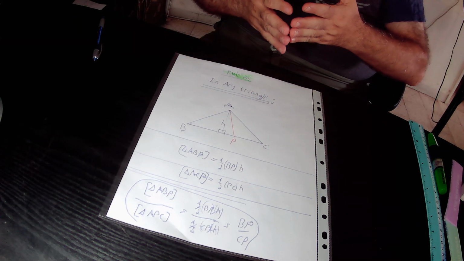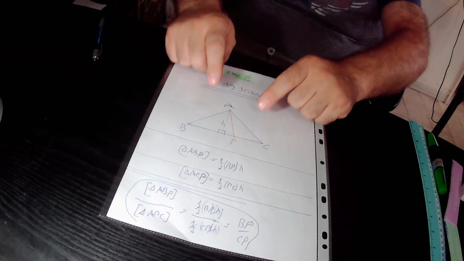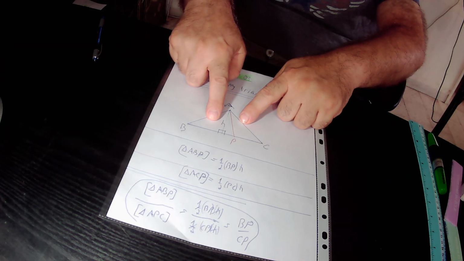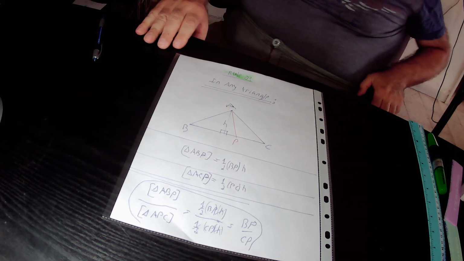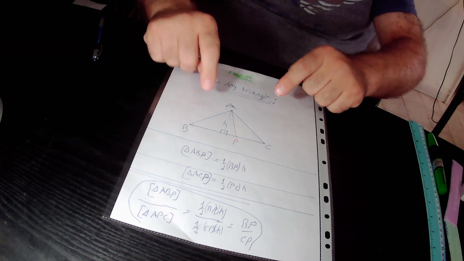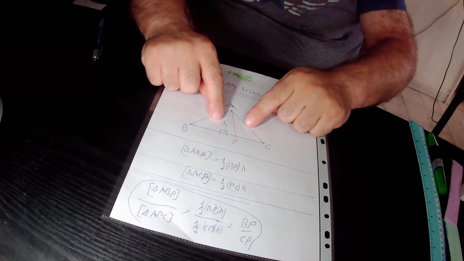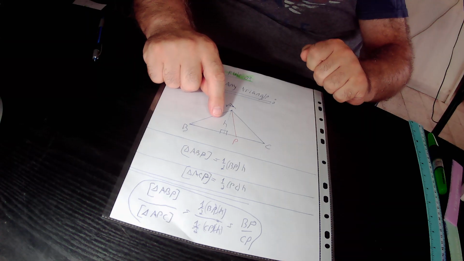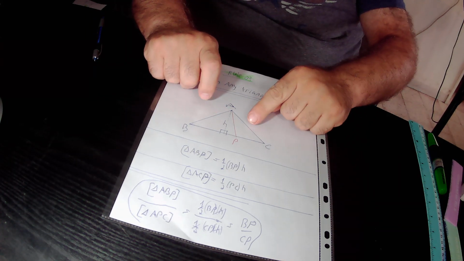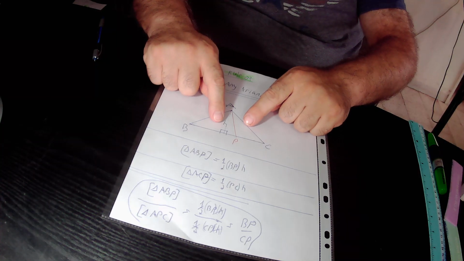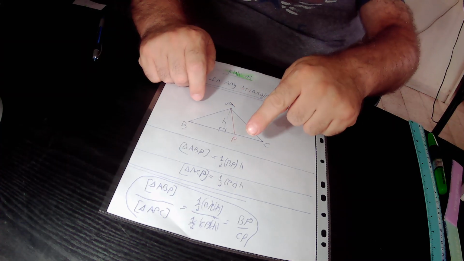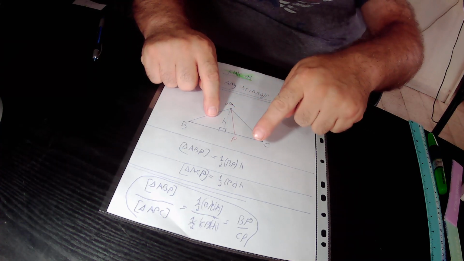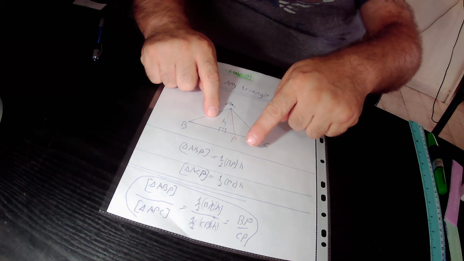According to this rule 23, the ratio between the areas of those 2 small triangles is equal to the ratio between their corresponding bases. So we are talking about the ratio between the areas of those 2 small triangles. So that is to say, the area of this triangle ABP over the area of this triangle APC. That is the ratio between the areas of those 2 small triangles. The area of this triangle ABP is equal to the base BP times the height h over 2.